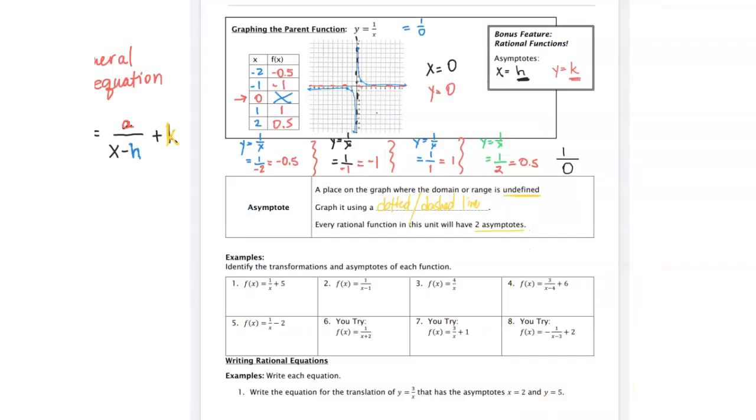So the main focus within this lesson will be to, one, identify the transformations and the asymptotes for each of our functions, and then as well as to graph our functions and to write our rational equations. When we're graphing, the biggest thing that I will be concerned with is that you are able to identify where your asymptotes are and then graph those asymptotes.